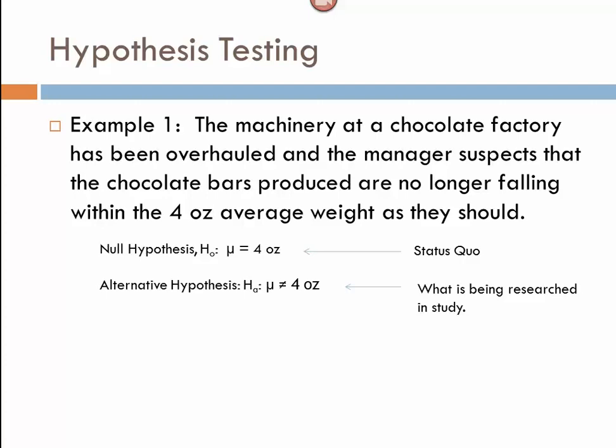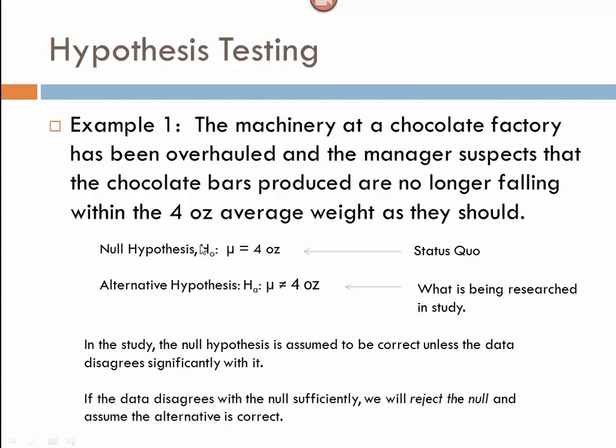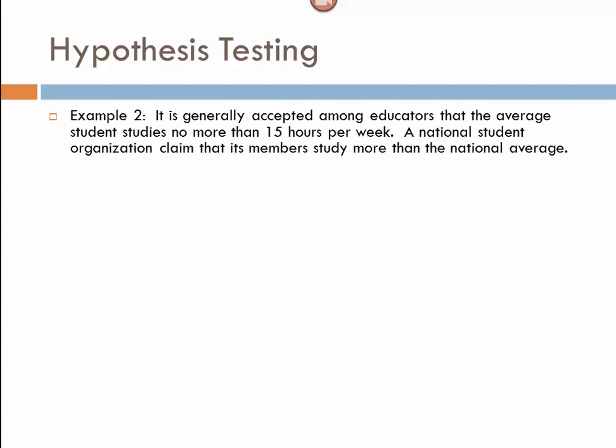In this study and in every study, we always assume the null hypothesis is correct unless our data disagree significantly. And so we assume that this holds to be true. And that assumption is really important because we're going to compare our results to this assumption. If we get results that differ significantly with that assumption, then we reject the null and assume the alternative is correct. Let's look at some other examples and see if we can come up with the null and the alternative hypothesis.